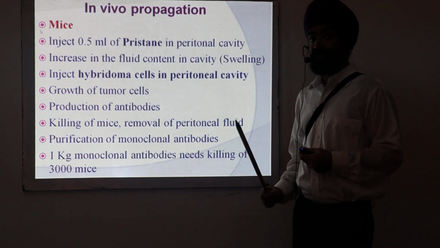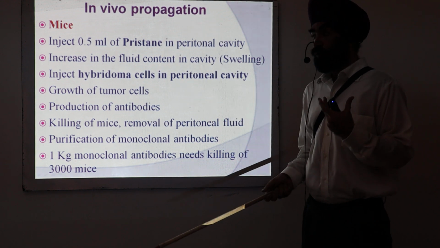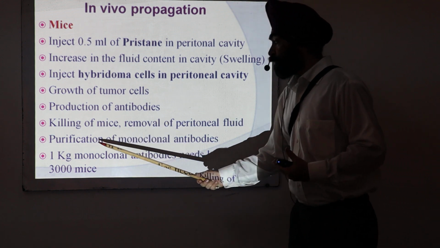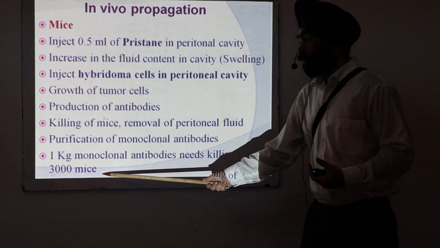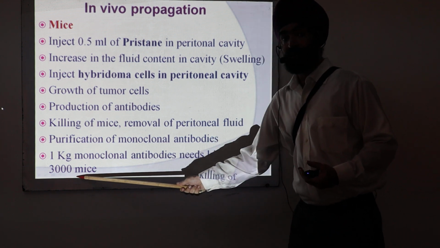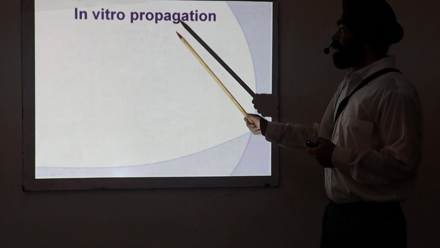But the major limitation is that you have to kill a lot of mice. You have to take a lot of mice. For example, if you want to produce 1 kg of monoclonal antibody, you have to kill more than 3000 mice. Okay, so this is in vivo propagation. Second is in vitro propagation.